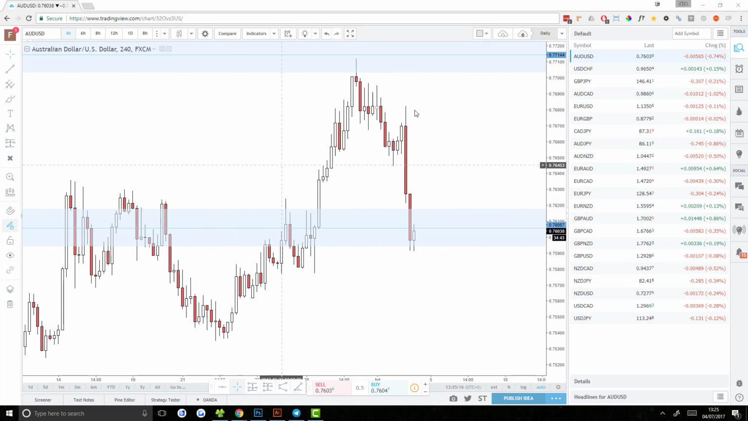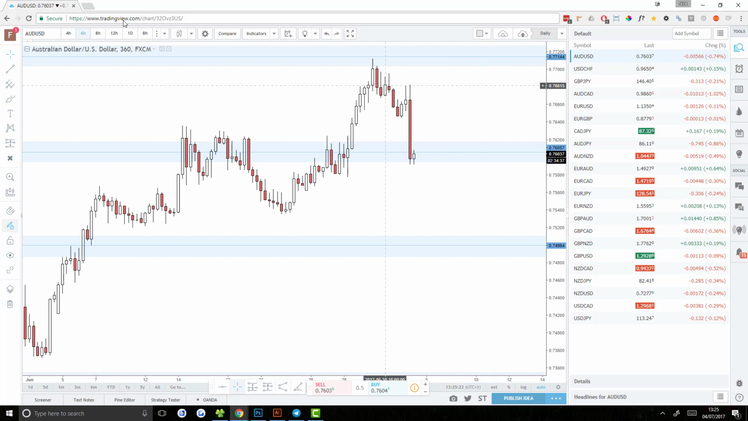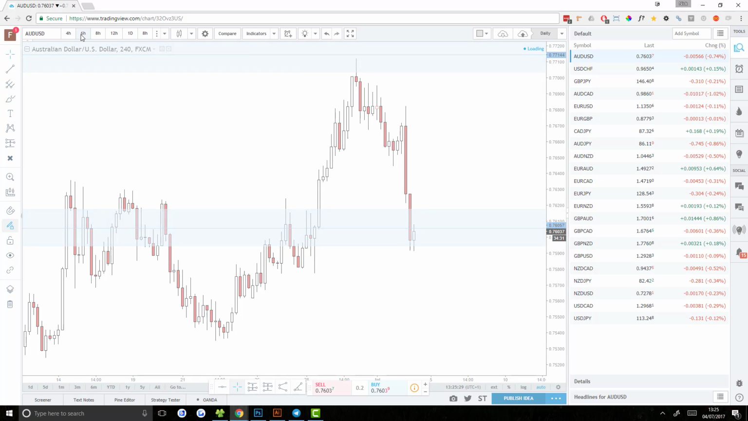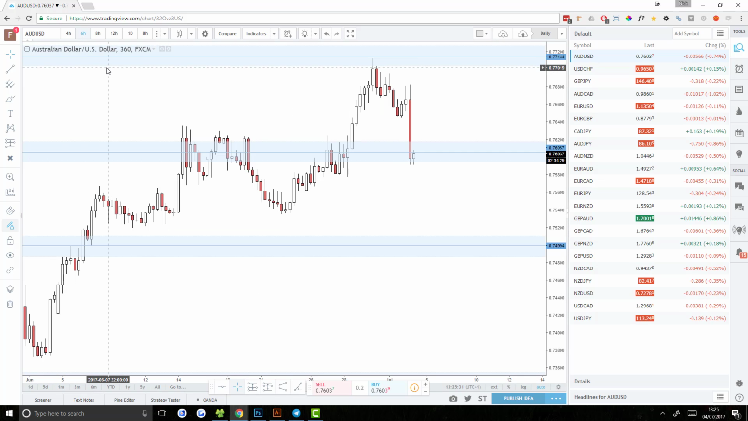So let's summarize. AUDUSD is sitting on top of support. The 4-hour chart is showing us pretty decent indecision, as is the 6-hour chart. These candles are going to close pretty soon. The 4-hour candle is going to close in 30 minutes. The 6-hour candle is going to close in 2 hours, 30 minutes. I'm going to be watching this on the 4-hour and the 6-hour.